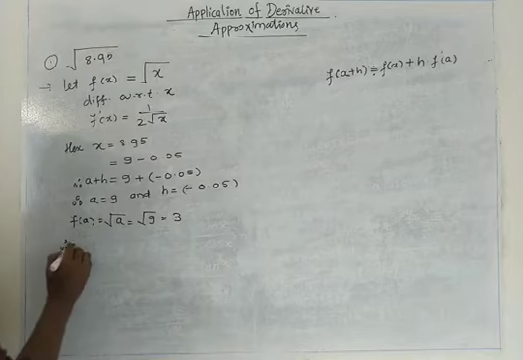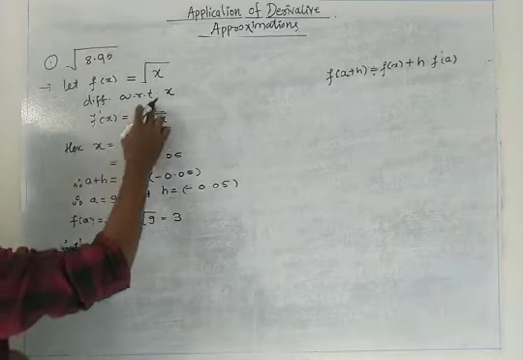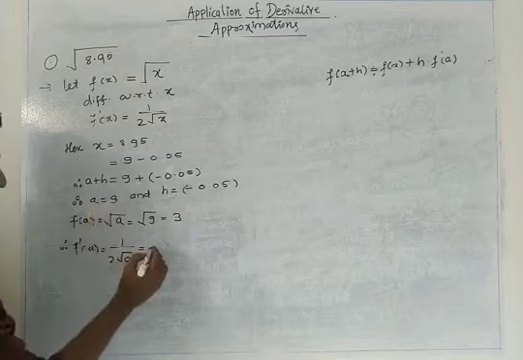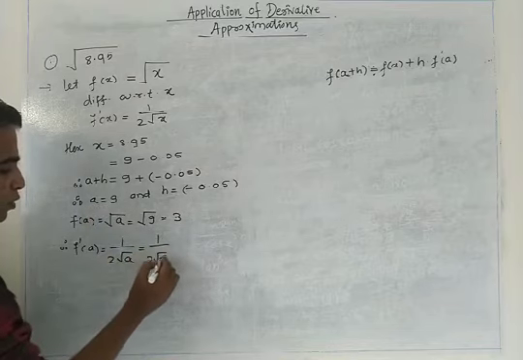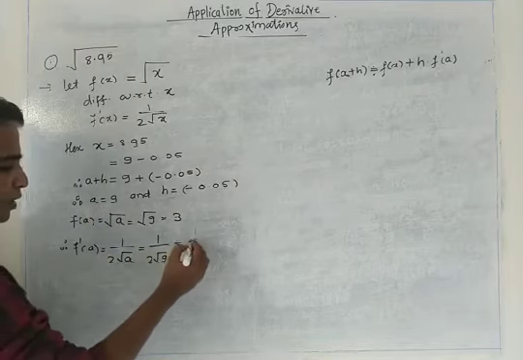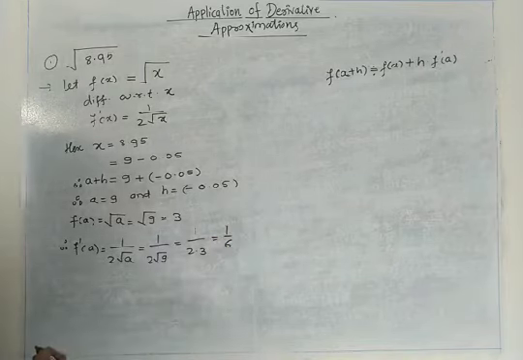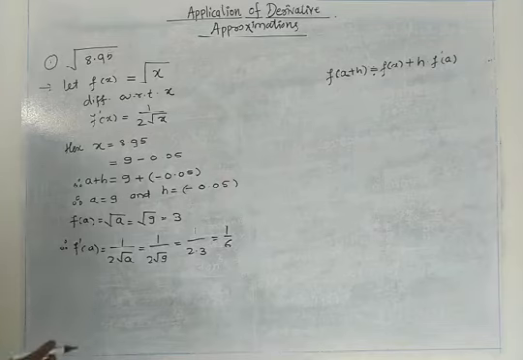Similarly, f dash of x is 1 upon 2 root x, so f dash of a is 1 upon 2 root a. The value of a is 9, so we get 1 upon 2 into root 9, which is 1 upon 2 into 3, equal to 1 upon 6. So we have the values of f of a and f dash of a.